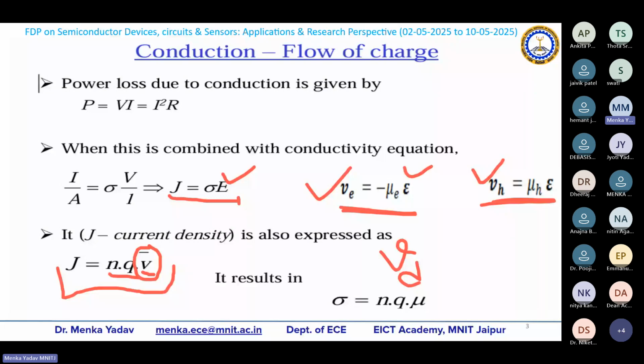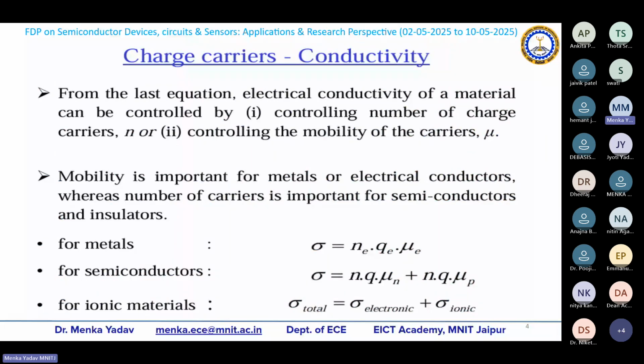Okay, so for semiconductors, conductors, and ionic materials, what will be your conductivity for metals? Because we only have electrons, only the electrons can move. So we have the equation sigma is equal to nE into qE into mu E, because only electrons exist in metals.